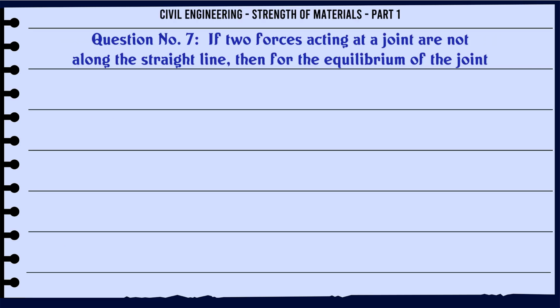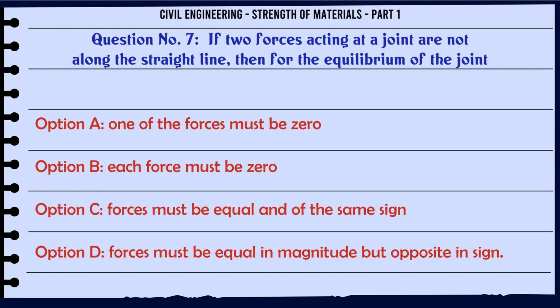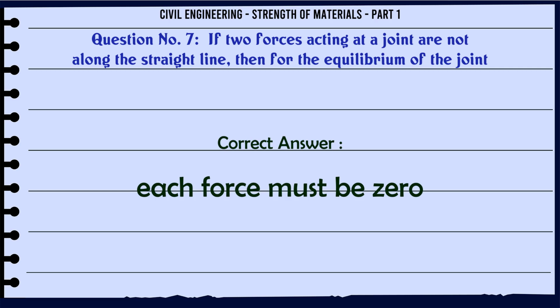If two forces acting at a joint are not along the straight line, then for the equilibrium of the joint: (a) one of the forces must be 0, (b) each force must be 0, (c) forces must be equal and of the same sign, (d) forces must be equal in magnitude but opposite in sign. The correct answer is each force must be 0.